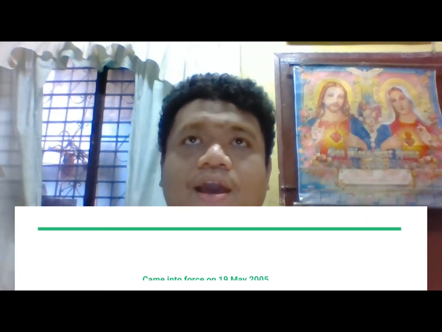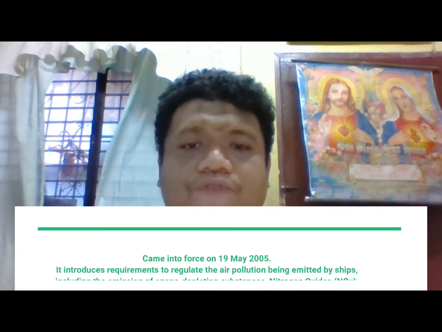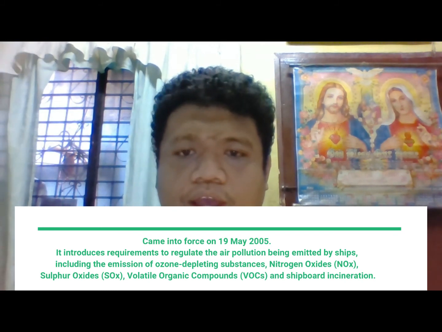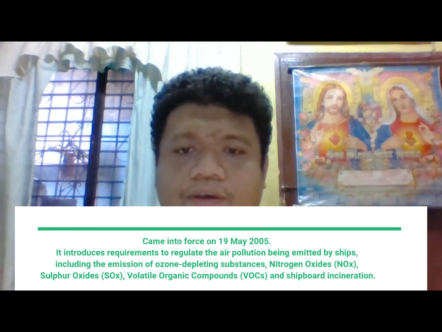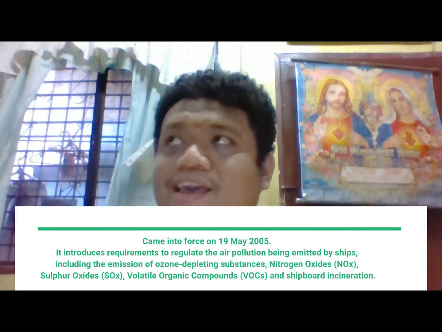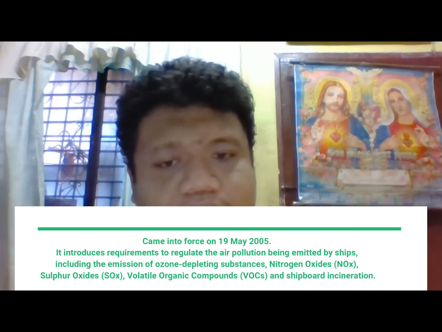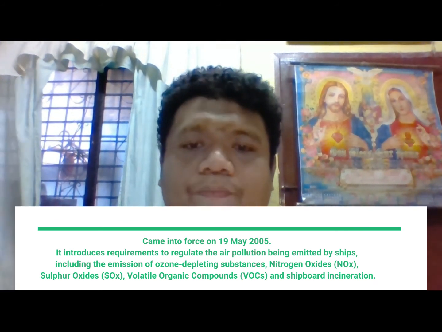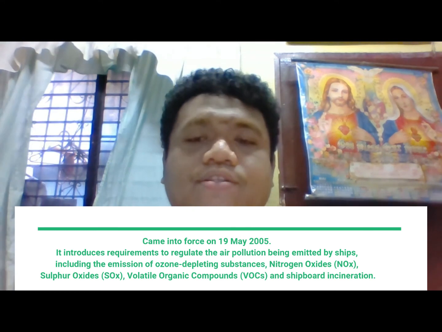Annex 6, prevention of air pollution from ships. The MARPOL Annex 6 came into force on May 19, 2005. It introduces requirements to regulate the air pollution being emitted by ships, including the emission of ozone-depleting substances such as nitrogen oxides, sulfur oxides, volatile organic compounds, and shipboard incineration.